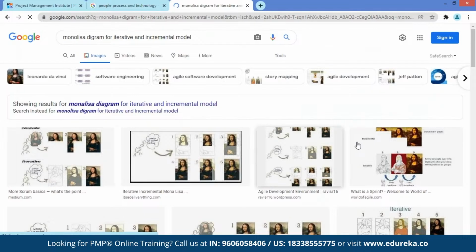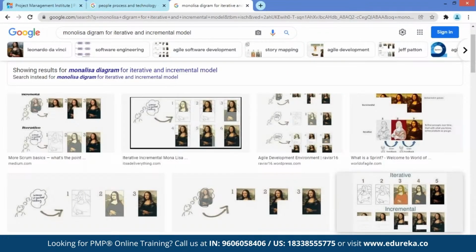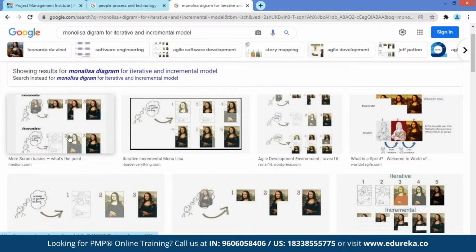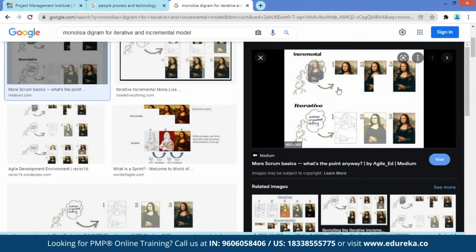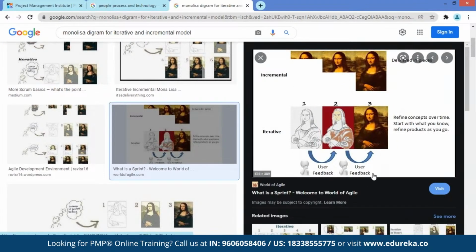This is a very widely used image when we talk about the philosophy of the iterative and incremental model, right? If you take a close look at this image, when we talk about an iterative model, primarily the goal of the iterative model is to keep working till you get the correct solution. So refine concepts over time: start with what you know and refine products as you go. You go through multiple iterations and take user feedback until you get the image right. That is an iterative model.